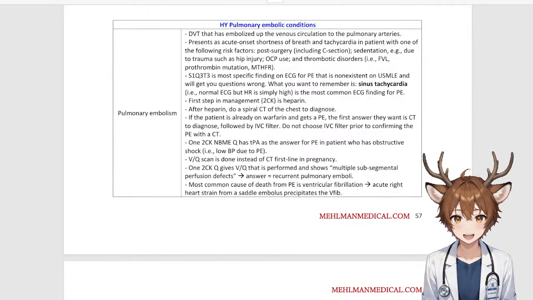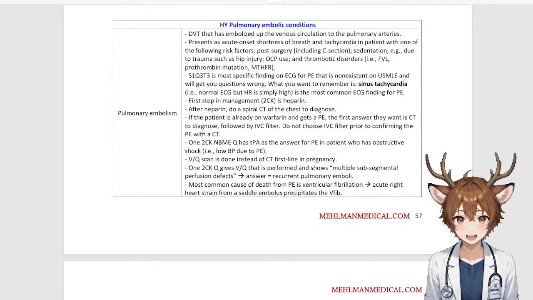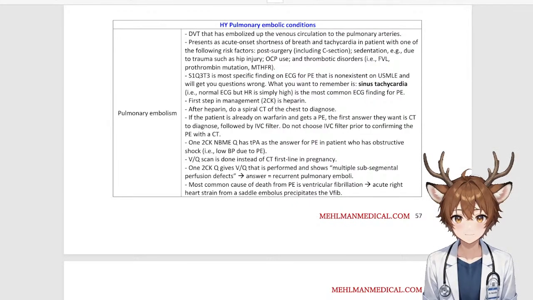One 2CK NBME question has a TPA, tissue plasminogen activase. Is that TPA? Is that how you say it?